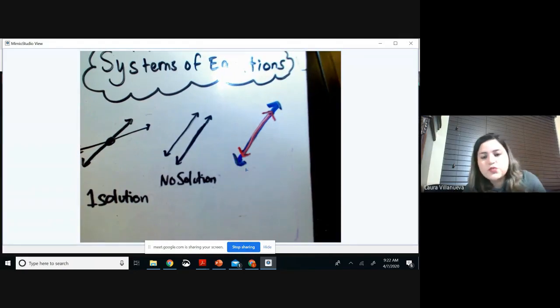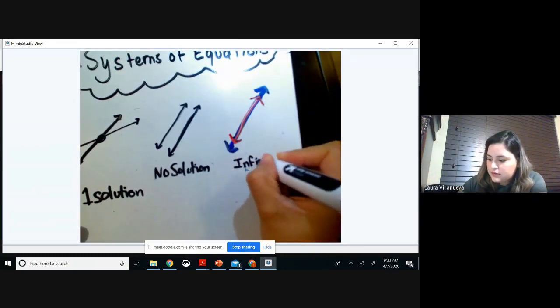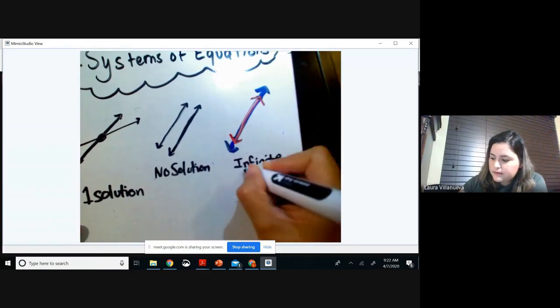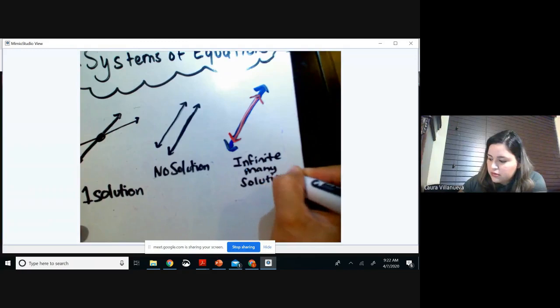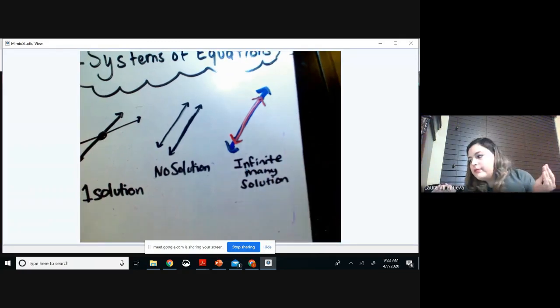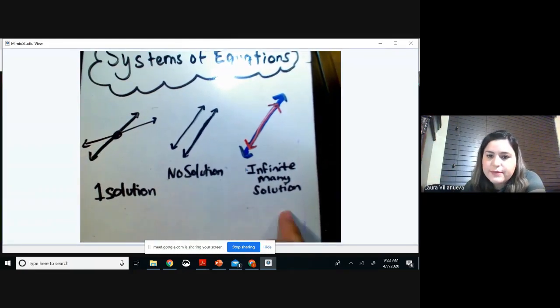And this one is one on top of another line. So they're always touching at every single point. So that one is infinite many solutions. Infinite means they touch all the time. They're touching, touching, touching. So infinite means many, right? So one solution, no solution, infinite many solutions.